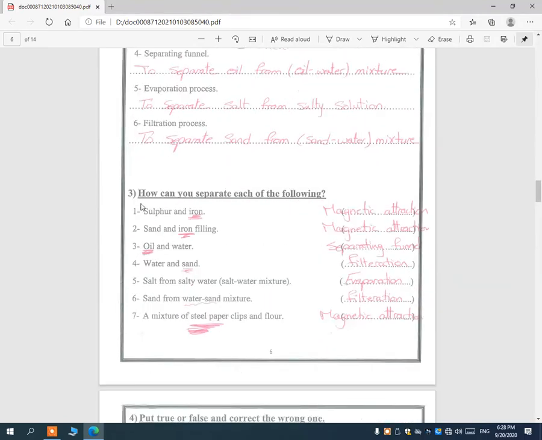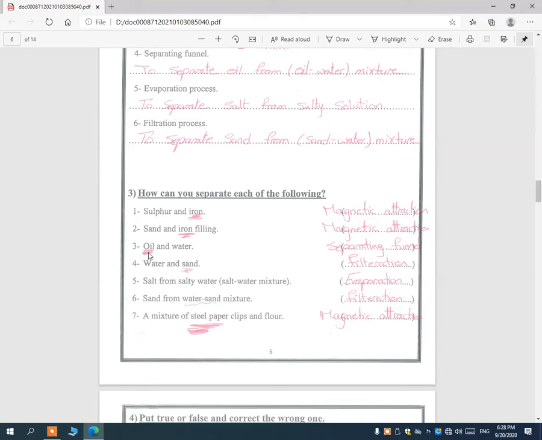Okay. Number 3. How can you separate each of the following? The way of separation. Now we are going to write the way of separation. Sulfur and iron. Anything made of magnetic material, we have iron here, so you have to write magnetic attraction. How can you separate the iron? By magnetic attraction. Sand and iron filings. Iron also, we have magnetic attraction.